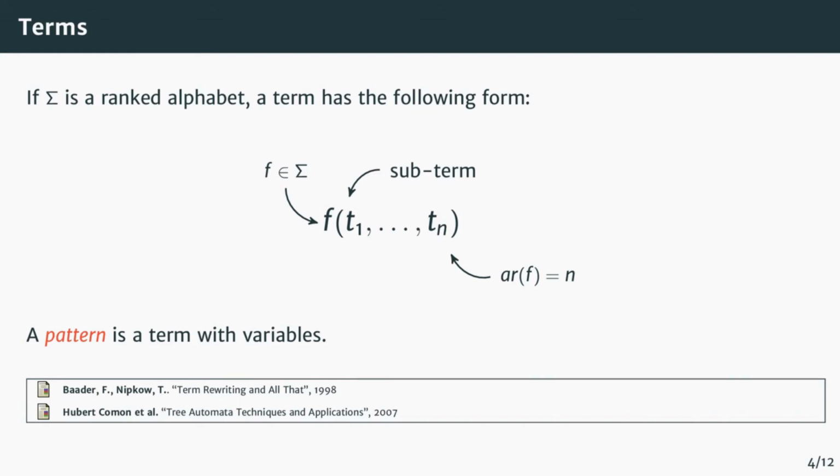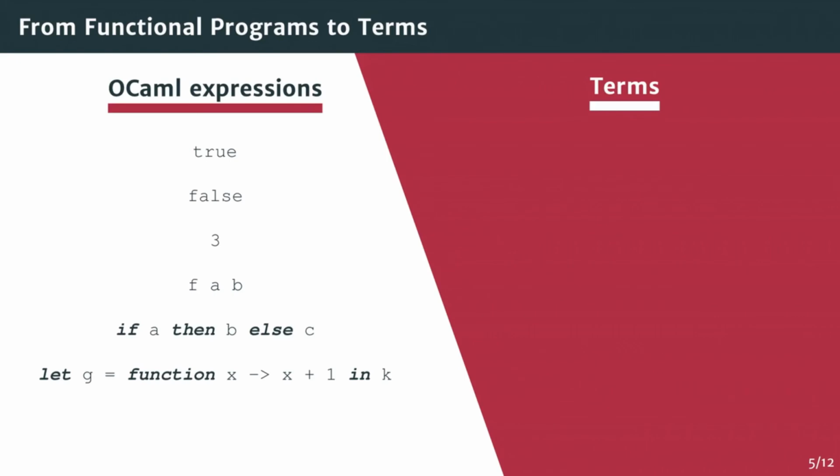Terms are useful to represent functional language expressions. This slide shows how OCaml expressions can be translated into terms. Constants do not change, they have no subterms, unless it is a number, in which case we represent it by a tree using Peano's number representation. Function applications can be translated into a term where the arity of the symbol is the arity of the function, and subterms are parameters.